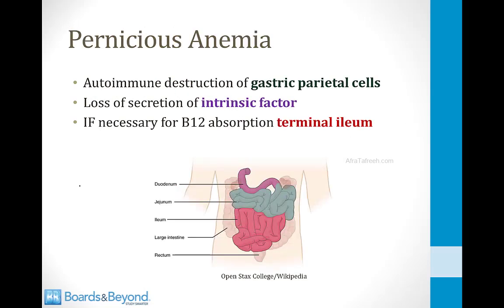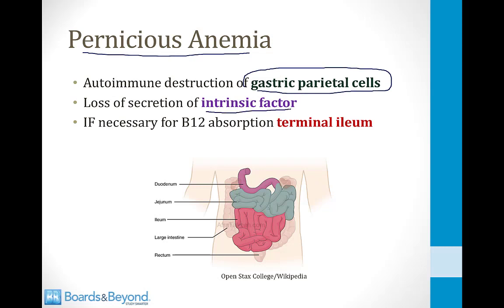The way you can become deficient in vitamin B12 is through an autoimmune process called pernicious anemia. In pernicious anemia, there is autoimmune destruction of parietal cells in the stomach, and these cells are very important because they secrete something called intrinsic factor. You need intrinsic factor in order to absorb vitamin B12 in the terminal ileum. If you lack intrinsic factor, you'll be unable to absorb vitamin B12 and you will become deficient. And the condition is called pernicious anemia.